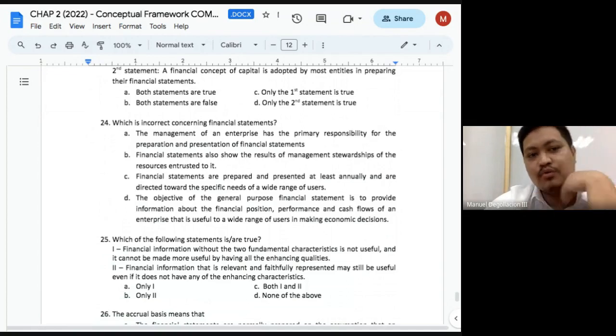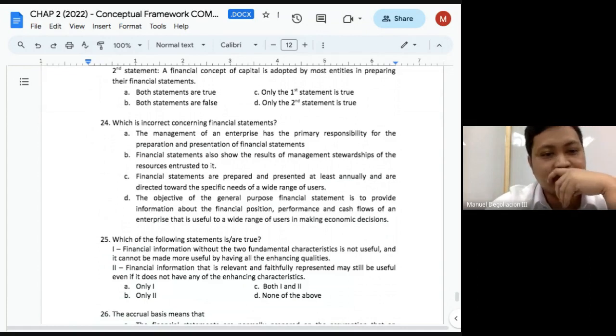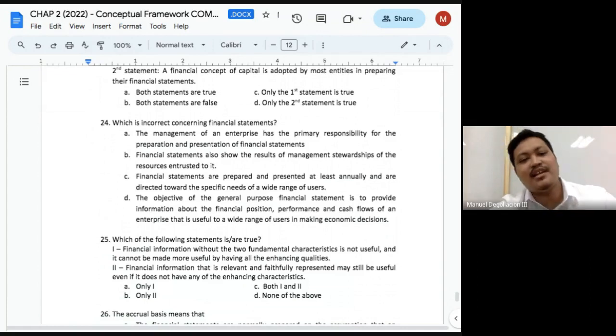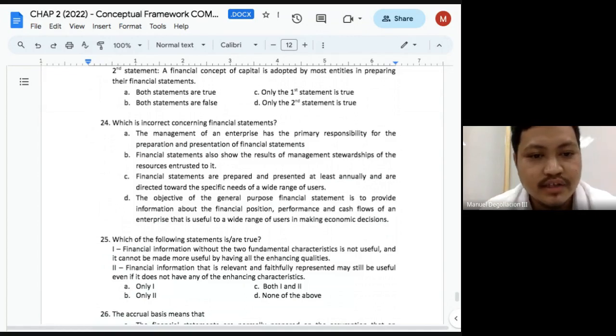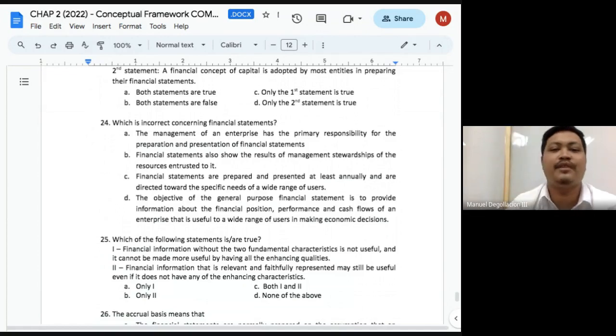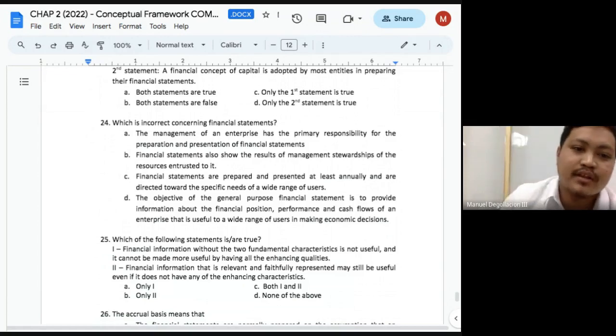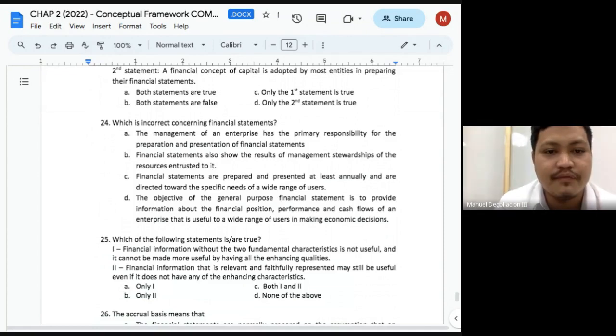Number 24, which is incorrect concerning financial statements. The answer here would be, what's your answer here? Best answer here is letter C. Financial statements are prepared and presented at least annually and are directed towards the specific needs of the primary users. But can it be used by a wide range of users? Yes, but it is directed toward the specific needs of primary users. Letter A is definitely true.